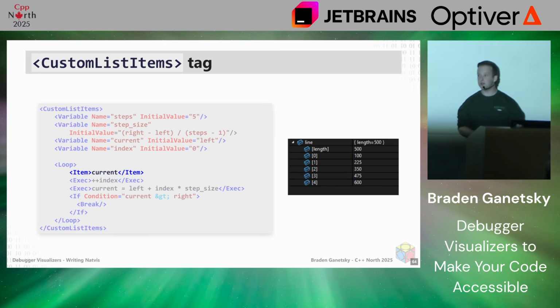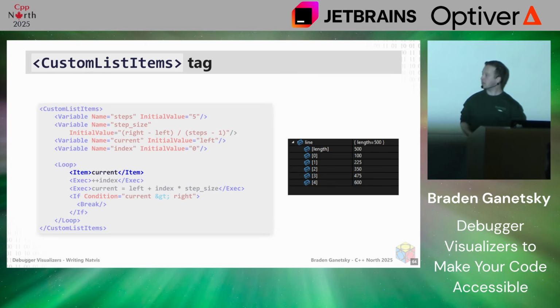What's the behavior of Visual Studio if there is an infinite loop? I actually can't remember. It either freezes or it fails. It's something. It doesn't work. So you do have to be careful to not have infinite loops in custom list items.